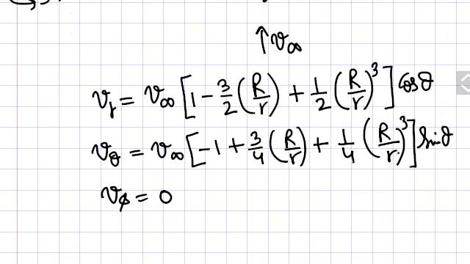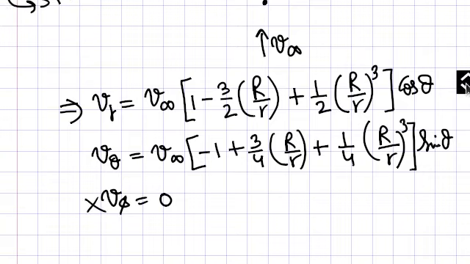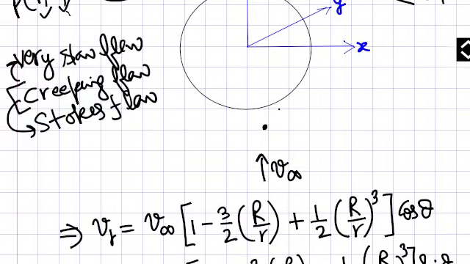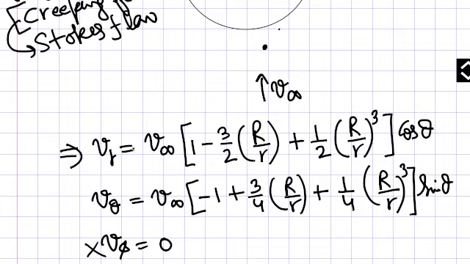So here you can see that I have written the result. This is the velocity Vr at various points around the sphere, and V theta, and V phi will not exist, so it is 0. So suppose, for example, you have to find out what is the velocity Vr at this point at the surface of the sphere, that is r is equal to capital R. So let's see what happens.